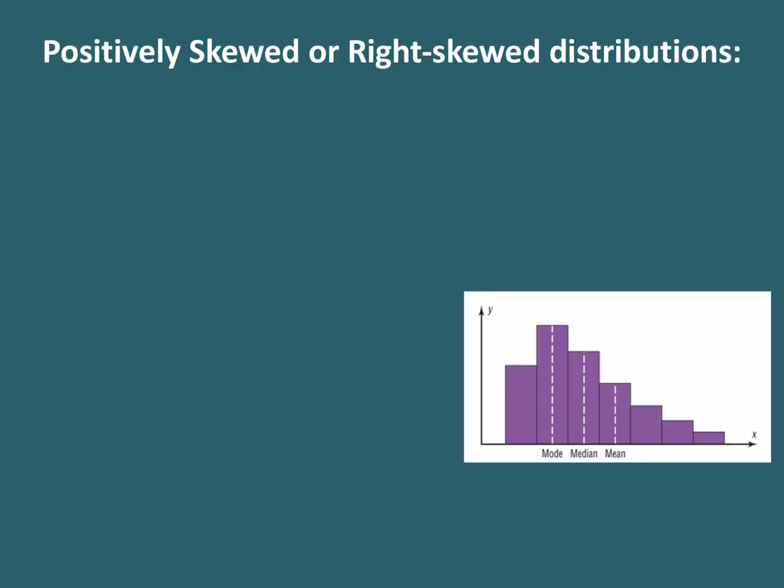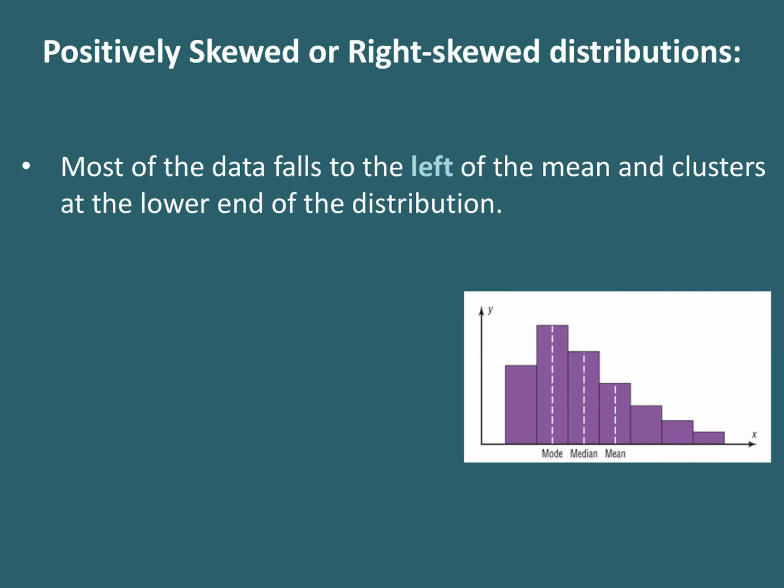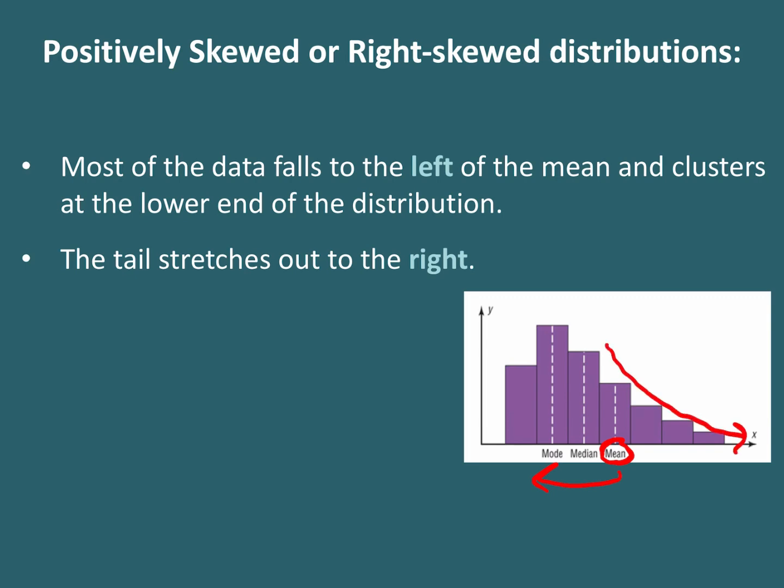For positively skewed or right skewed distributions, most of the data falls to the left of the mean and clusters at the lower end of the distribution. Notice again, for a positively skewed or right skewed distribution, here's my mean, and most of the data falls to the left. The tail stretches out to the right. Notice how this tail is off to the right. And that really is why it's called right skewed, by the way.